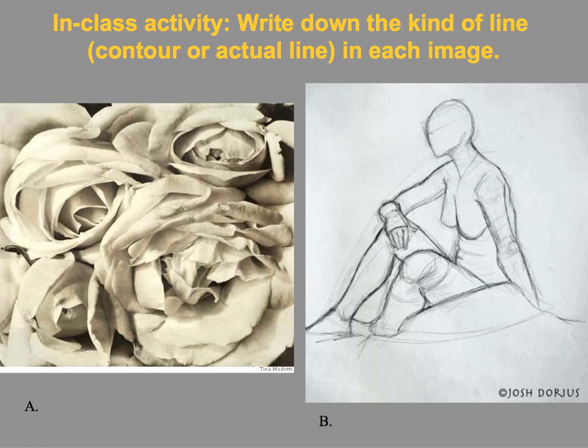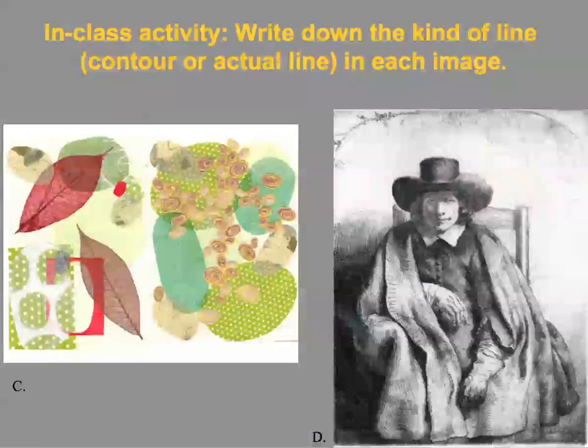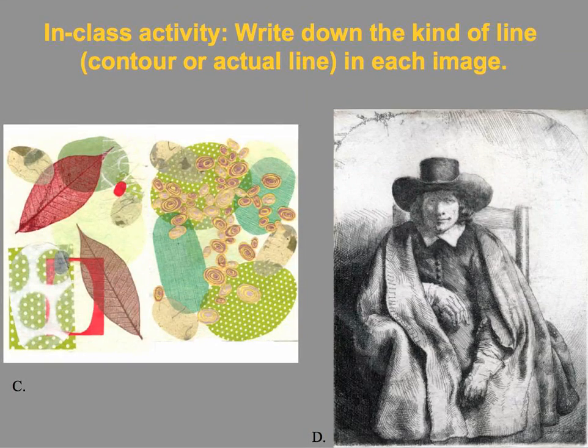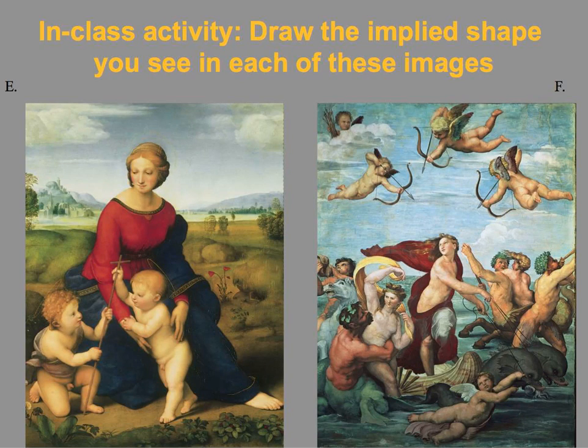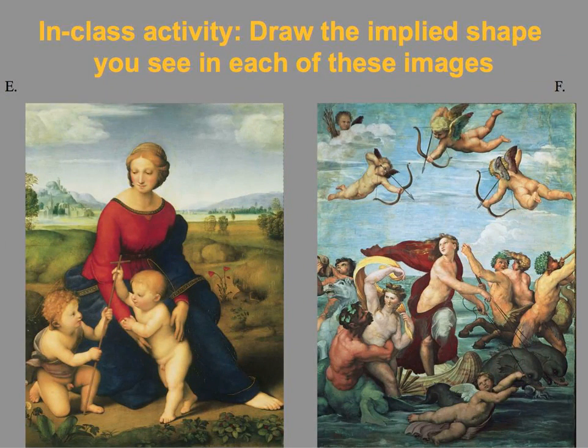So, in these images, what are the kinds of line that are being used? Actual or contour lines? What about in these images? Are the lines actual or contour lines? What are the implied shapes you see in these images? Or should we say, what is the psychological structure of these Renaissance paintings?